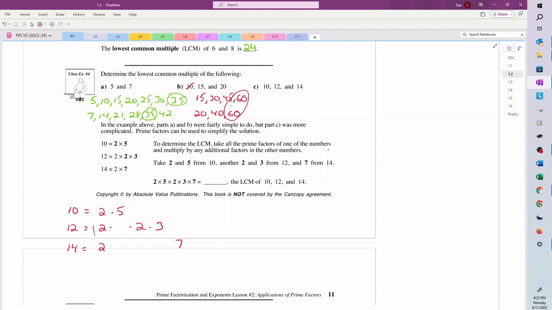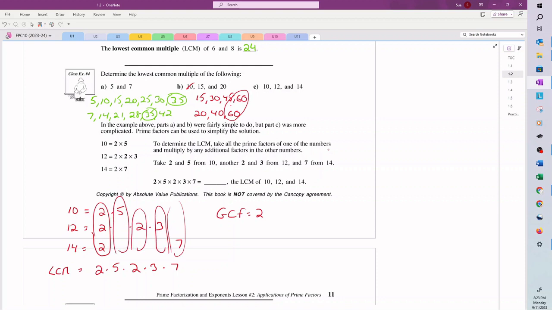So my greatest common factor is going to be 2, but my lowest common multiple is 2 times 5 times 2 times 3 times 7, because it's basically every column that I have to take. If I multiply that all together, I get 420. And I'm glad that I didn't write out all of the multiples up to 240. The key thing here is that this 2, because it shows up in all of them, only counts once.